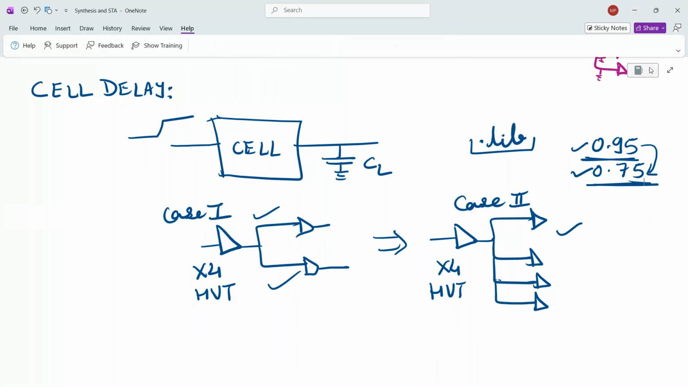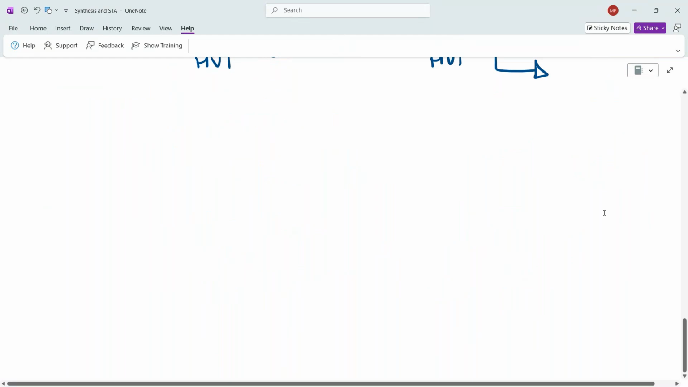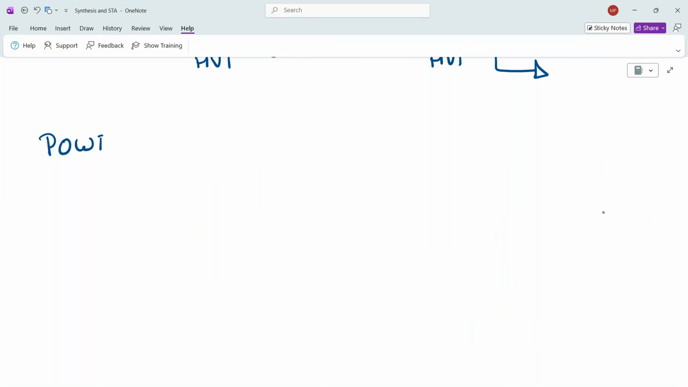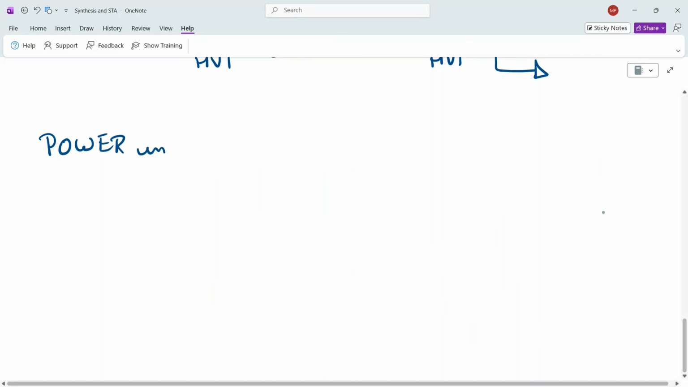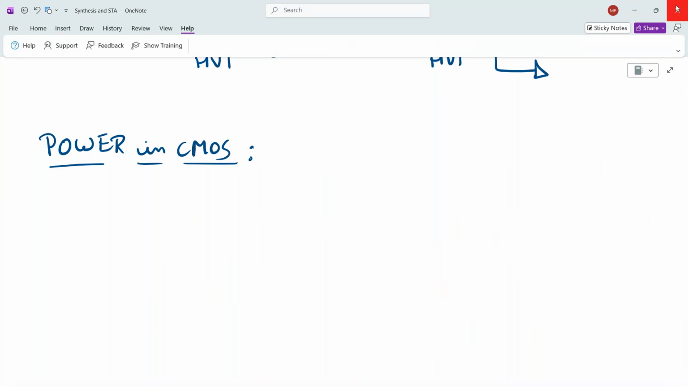Now we can discuss power, as we are also working on power. There are two types of power: dynamic power and leakage power. We are going to discuss the different powers now. Just give me 2 minutes, I'll fill my water bottle and come back.